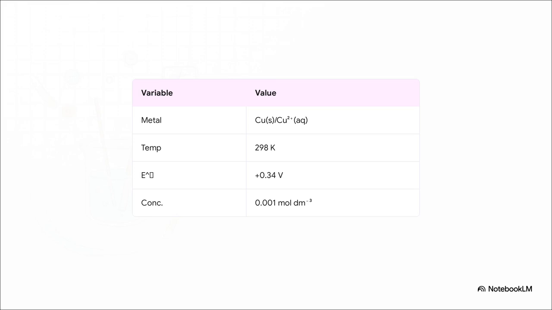Let's isolate our known starting variables so we know exactly what we're working with. Our metal, copper. Our temperature, perfectly standard at 298 Kelvin. Our standard potential, which you'll see represented by that E with the little circle symbol, E standard, is firmly established at positive 0.34 volts. But here's the critical twist right at the bottom. Our concentration is 0.001 moles per decimeter cubed. That is highly diluted, compared to the standard 1 mole per decimeter cubed. And that dilution is the exact parameter of our challenge today.